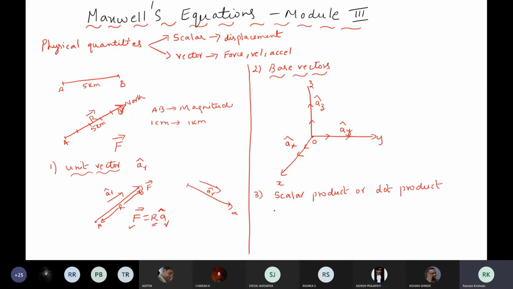Okay, let us consider two vectors. I've taken two vectors, A vector and B vector. They will be inclined at some angle. Let us say they're inclined at some angle. This is A vector, this is B vector. Okay, and this is theta. Now tell me, what is the dot product of these two vectors? A dot B is equal to what? Dot product of two vectors is defined as.